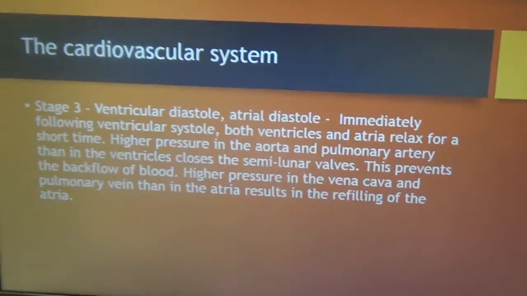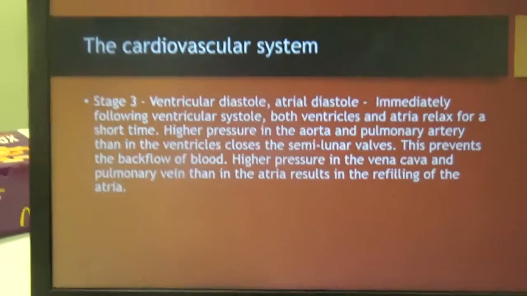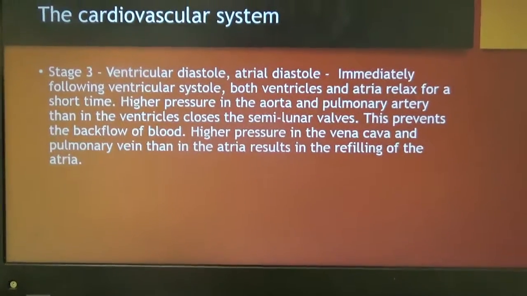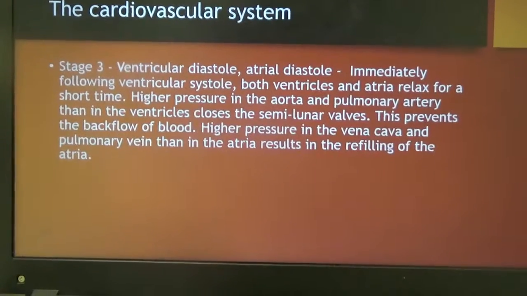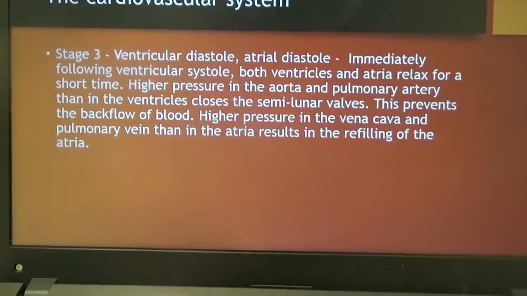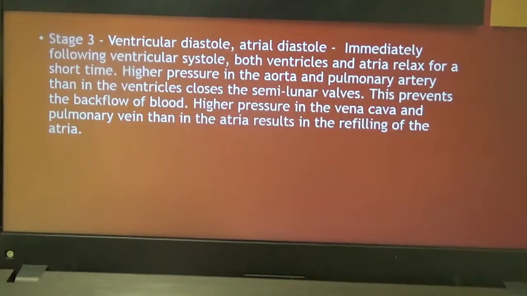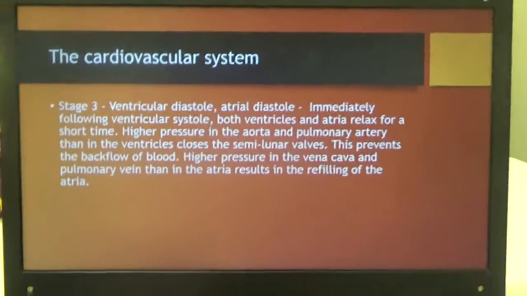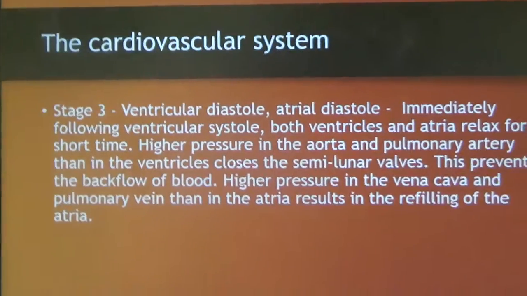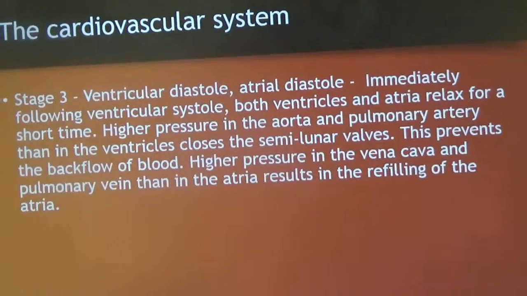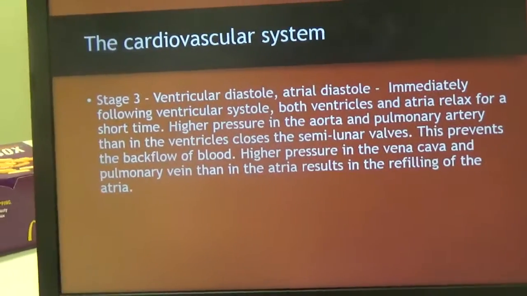The final stage, stage 3, is ventricular diastole and atrial diastole. Following ventricular systole, both ventricles and atria relax for a short time. Higher pressure in the aorta and pulmonary artery than in the ventricles closes the semilunar valves. This prevents the backflow of blood. Higher pressure in the vena cava and pulmonary vein than in the atria results in the refilling of the atria.